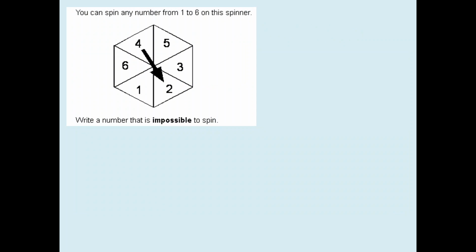You can spin any number from 1 to 6 on this spinner. Write a number that is impossible to spin. 1, 2, 3, 4, 5, 6 are the numbers.